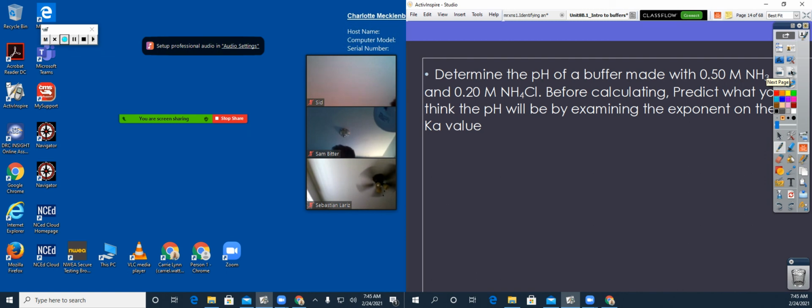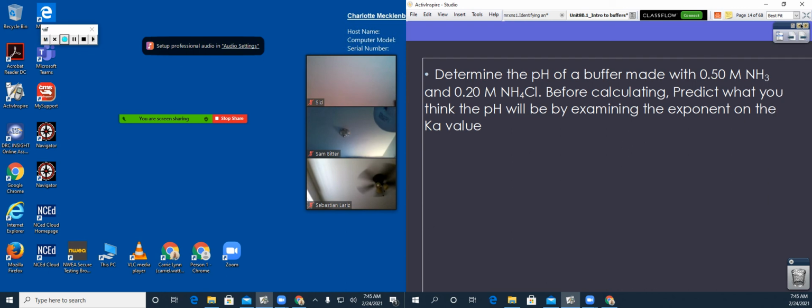Okay, here's the next example. Determine the pH of a buffer made with 0.5 molar NH3 and 0.2 molar ammonium chloride. Before calculating, predict what you think the pH will be by examining the exponent on the K value. Okay, so do a little prediction, and I want you to put it in the chat. You guys want to just shout it out what you think the prediction is.